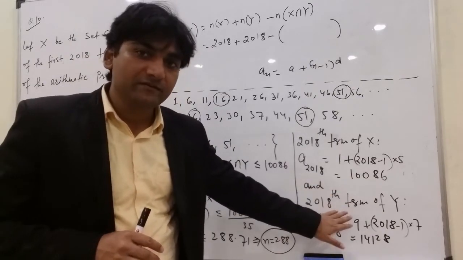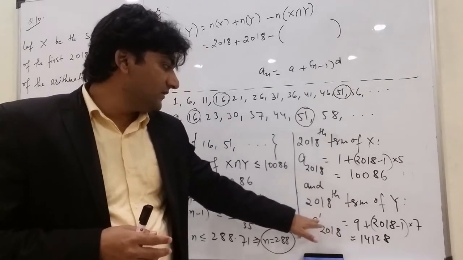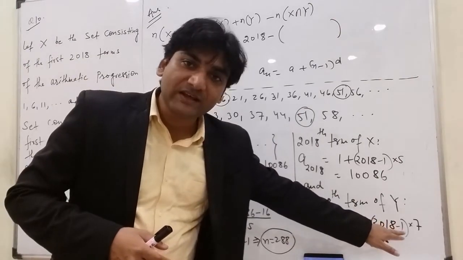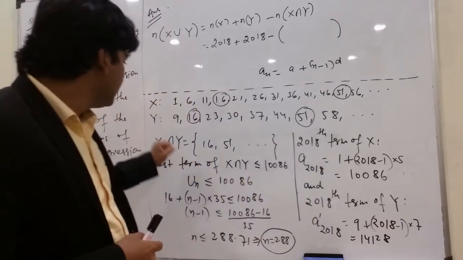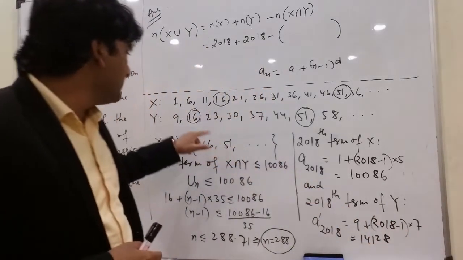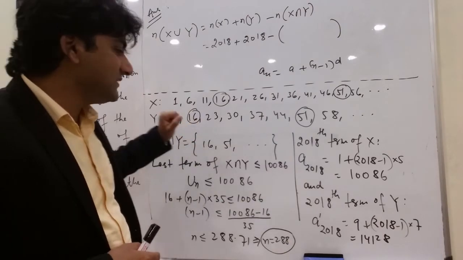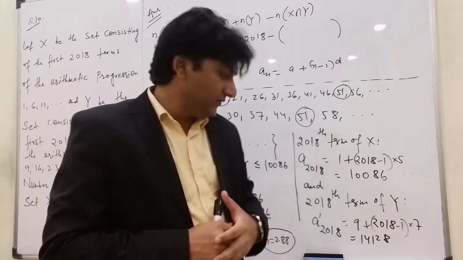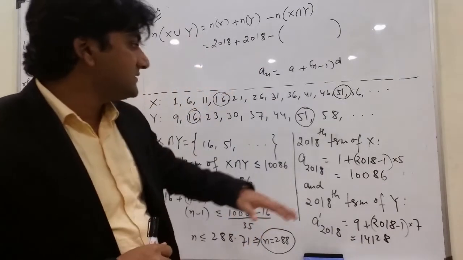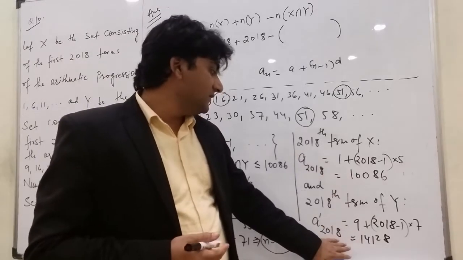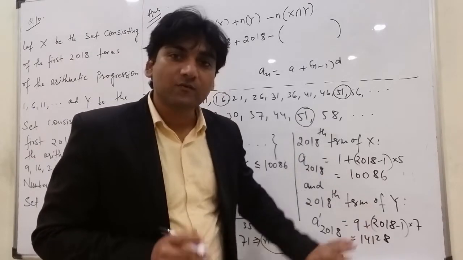the 2018th term of Y we need to find. That is represented by a plus (n minus 1)d again. A is 9, you can check, and 2018 minus 1 times 7, the common difference, 16 minus 9, that is 7. You will calculate, you will get 14,128. So the 2018th term of X is smaller than the 2018th term of set Y.